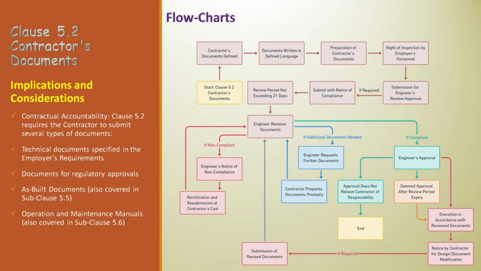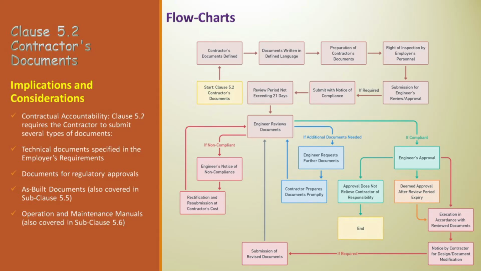Starting node. Clause 5.2 Contractors Documents. This is where we begin understanding the contractor's obligations regarding the documents they must provide. Next is Contractors Documents defined. The contractor's documents include all the technical documents that the employer has listed as requirements, as well as documents needed for legal approvals, as-built documents, and operation and maintenance manuals.